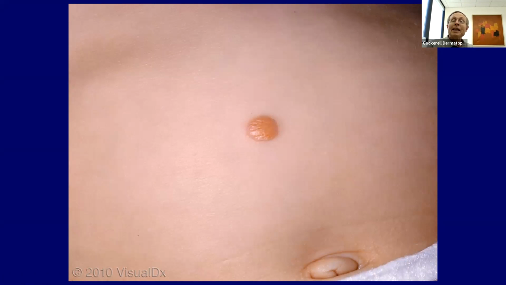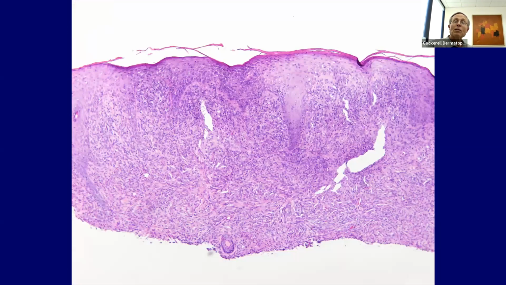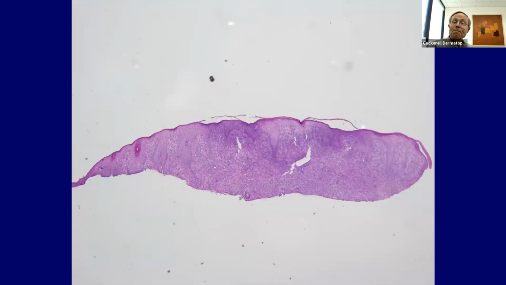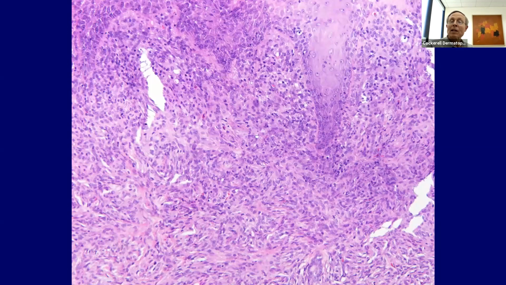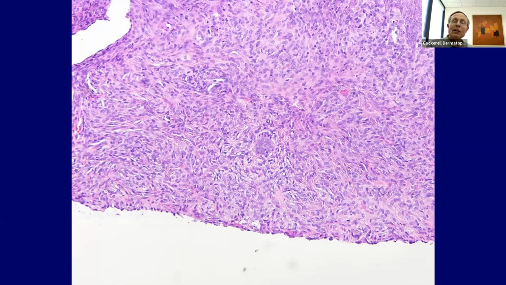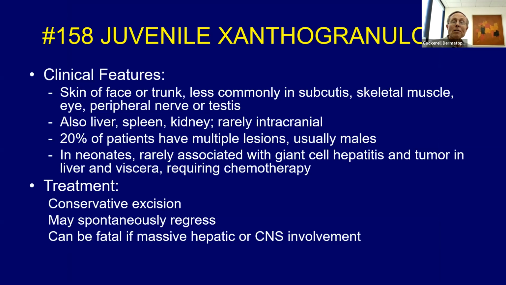Now, JXG, depending on when you biopsy it, can look different. So was this probably a JXG that had been present for 10 years? Or maybe a JXG that's been present for maybe a few weeks? This is more of a proliferative form of JXG where we don't really have a lot of Touton giant cells yet. And if you get these lesions in an early proliferative stage, they actually can have a lot of eosinophils in them and can look sometimes even more like a pseudolymphoma. You may have to look hard to see any Touton giant cells at all.